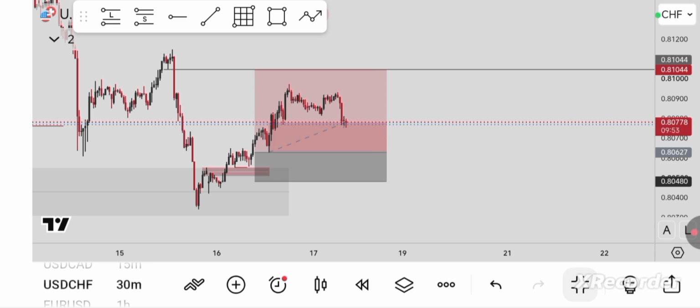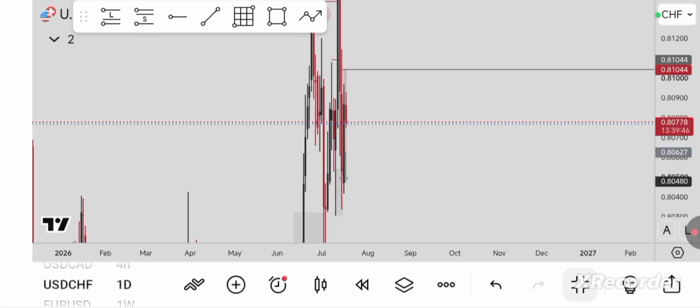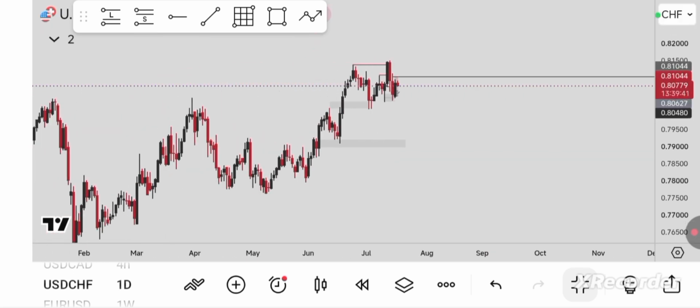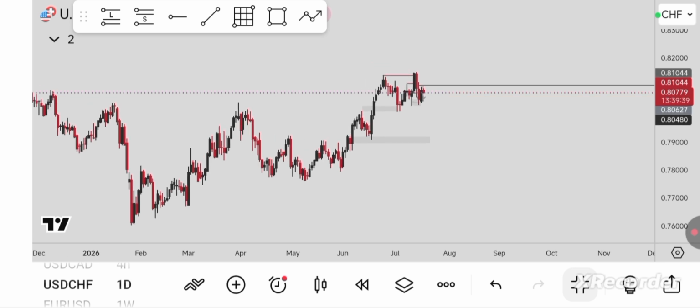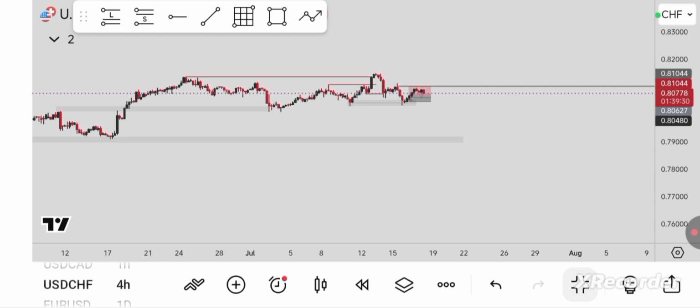Okay, let's go straight to the higher time frame, the daily time frame. Now on the daily time frame, what can you see? We can clearly see, right in our face, that the daily time frame is bullish. Keep that in mind. That is our bias, bullish. That is what we'll be working with.